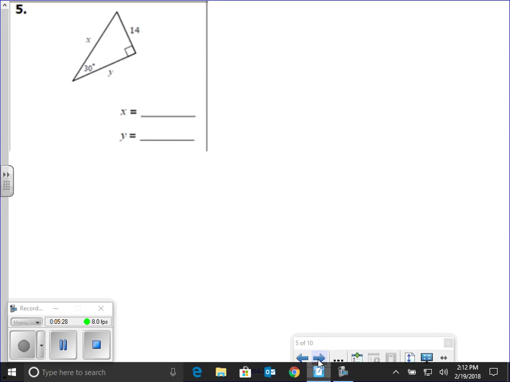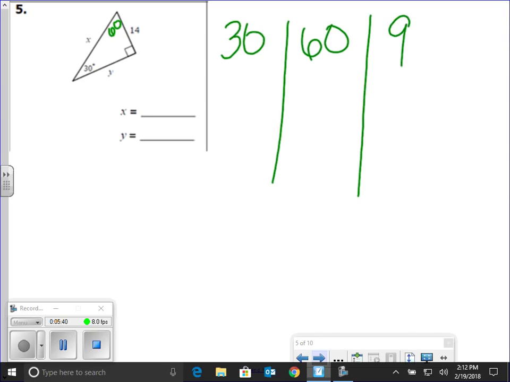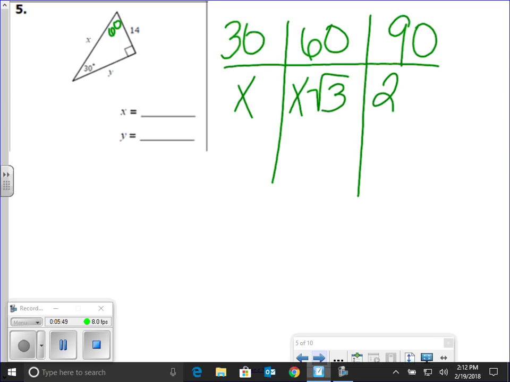All right, let's look at question 5. This is also a 30, 60, 90 triangle. So we're going to write it. We're going to do our tic-tac-toe just so we can keep our information organized. So 30, 60, 90 triangle. So we know the rule is x, x times the square root of 3, and then 2x.